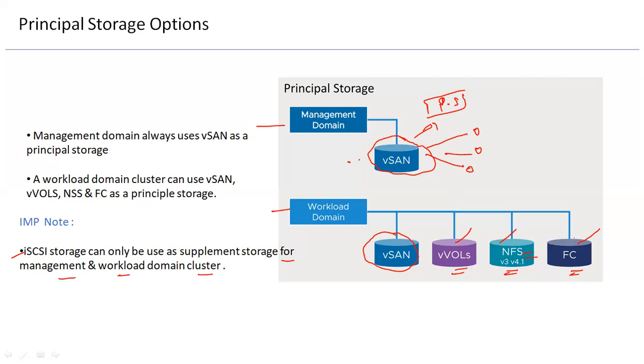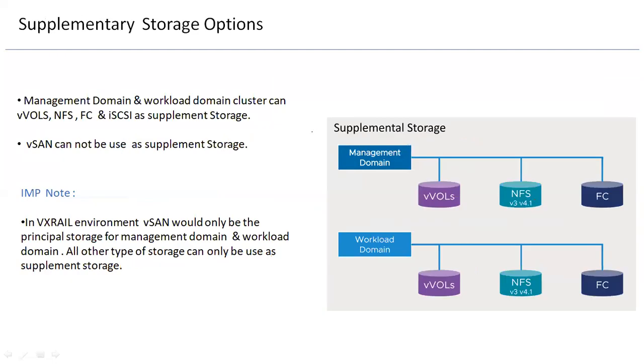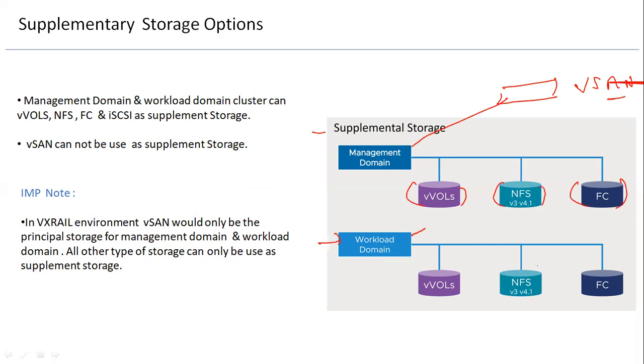When we say supplemental storage, it works as a complement to your primary storage. For a management domain configured with vSAN as the primary datastore during creation of the management cluster, as an add-on supplemental storage you can add vVols, NFS, or FC as well. In a workload domain, the primary storage could be vSAN, vVols, NFS or FC, whereas the supplemental storage can again be vVols, NFS, or FC.